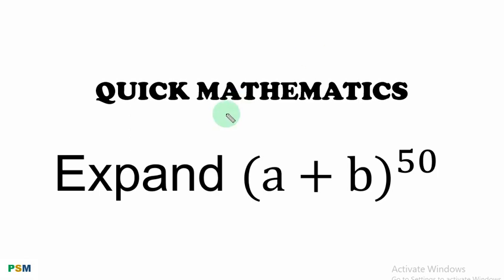The problem is to expand (a + b) to the power of 50. We have a binomial expression with a very high power. Let us take the quick solution.